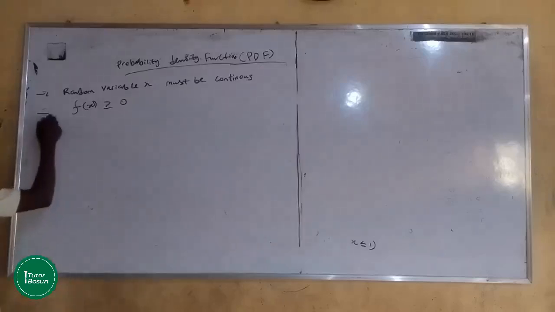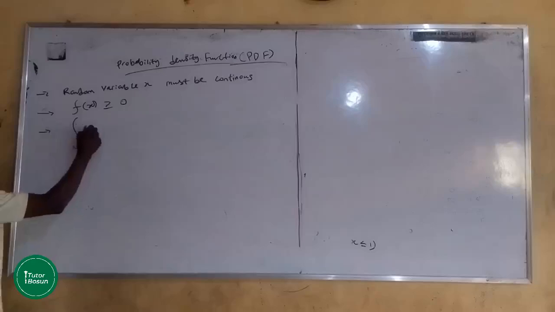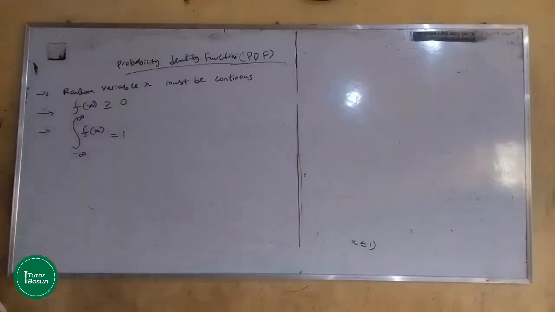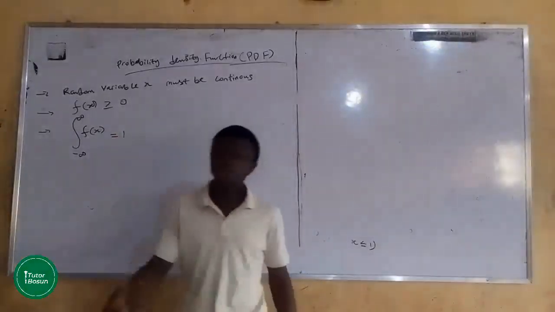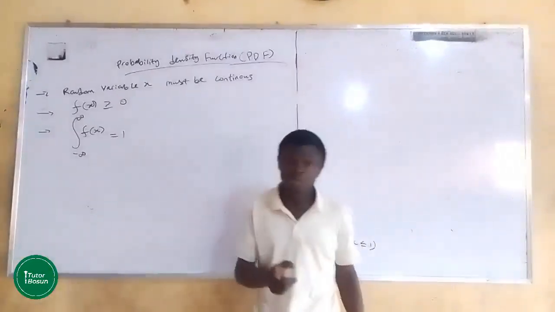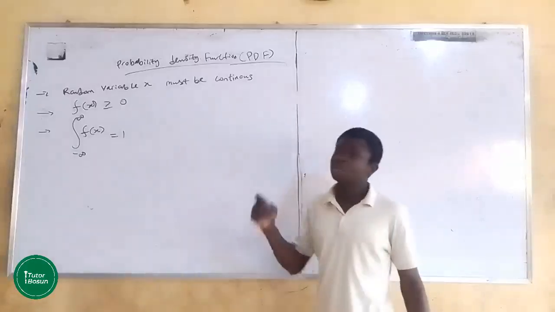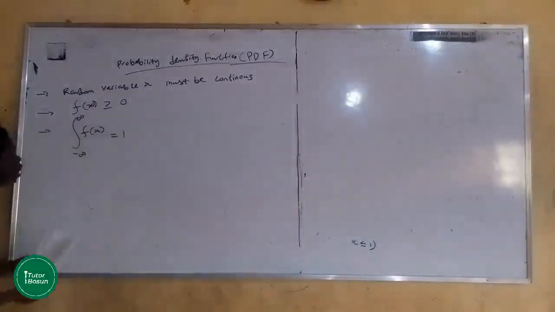And the third condition is that the integral of f of x from minus infinity to infinity must be equal to 1. Unlike the probability function, where we use summation, the difference between the two is that when you see summation, the first thing that should come to your mind is the probability function, and when you see an integral, the first thing that should come to your mind is the probability density function, PDF. So without wasting much of our time, let's move into an example.